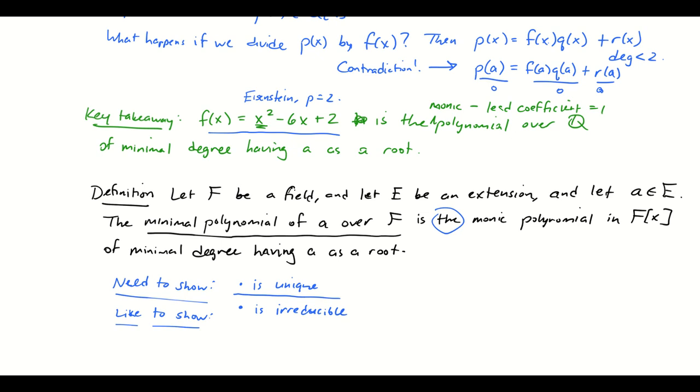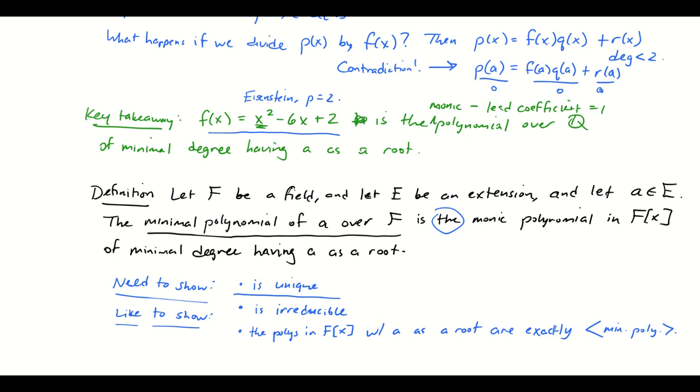And in our example, we actually showed that the only polynomials over Q having 3 plus root 7 as a root were the multiples of x squared minus 6x plus 2. So we'd like to show that the polynomials in F adjoin x with a as a root are exactly the ideal generated by the minimal polynomial, the principal ideal generated by the minimal polynomial. But all of these things here, we're going to show them later. We're not going to show them in this video.